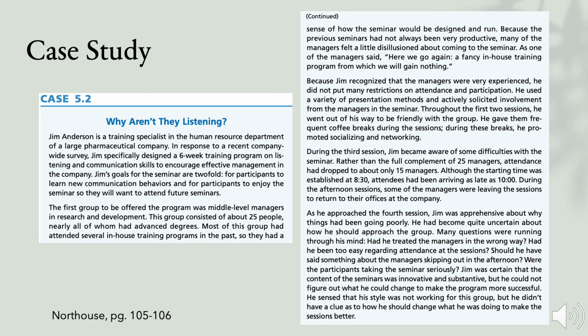As he approached the 4th session, Jim was apprehensive about why things had been going poorly. He had become quite uncertain about how he should approach the group. Many questions were running through his mind. Had he treated the managers in the wrong way? Had he been too easy regarding attendance at the sessions? Should he have said something about the managers skipping out in the afternoon? Were the participants taking the seminar seriously?